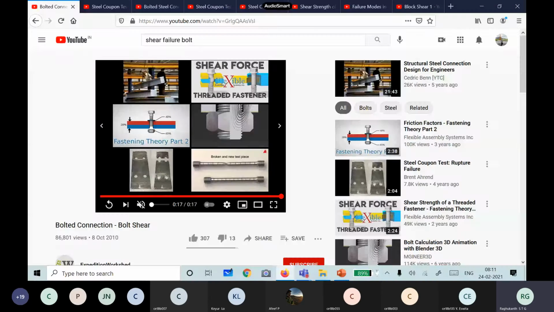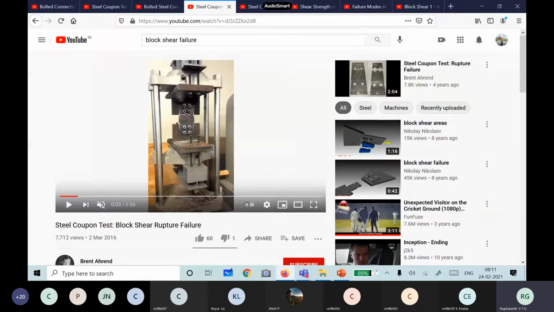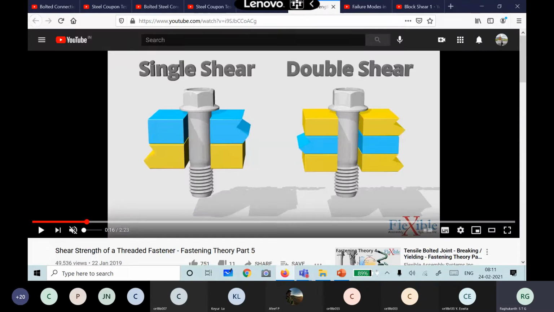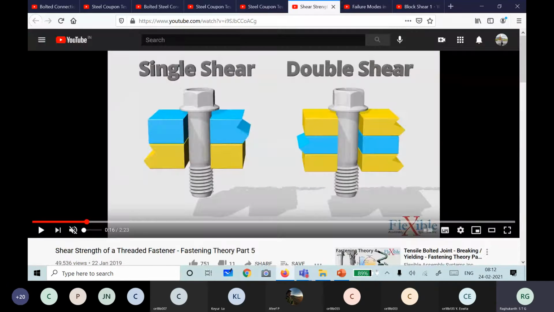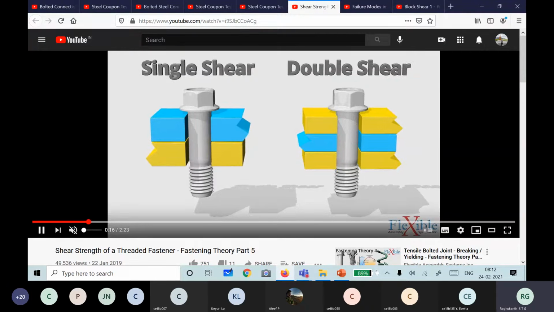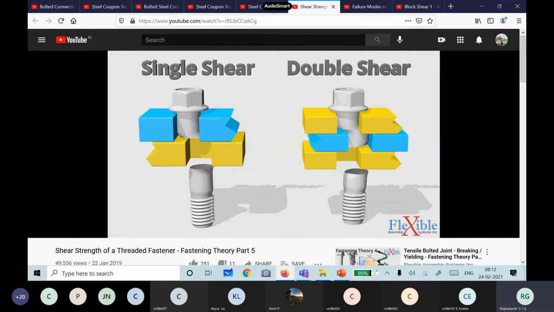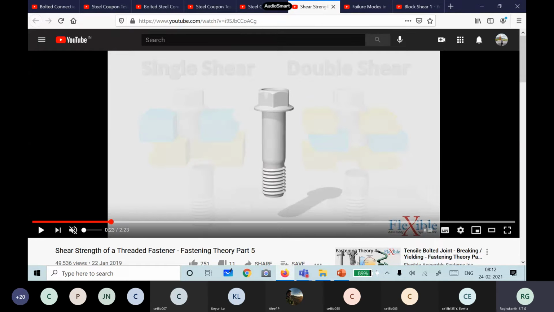Now similarly you can also see one more, block shear. This is also just a video, you can see the animation here also. Single shear, double shear, see how it just shears off. Here you can see there are basically two shear planes.